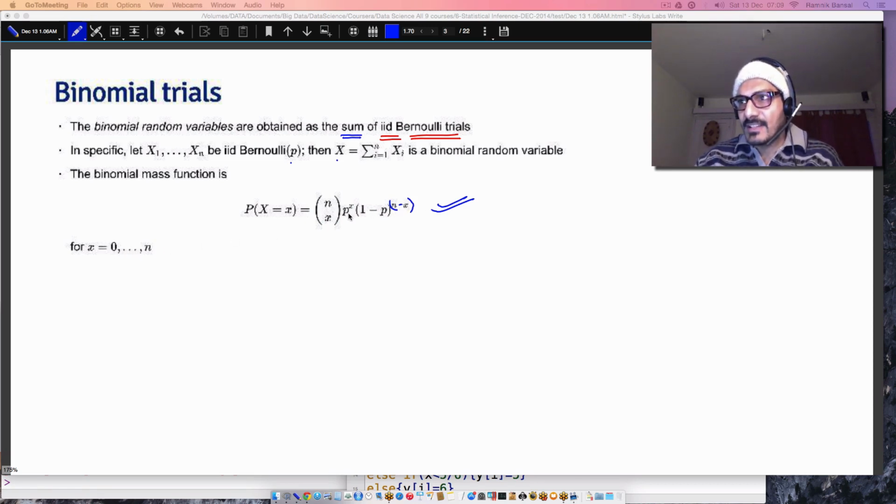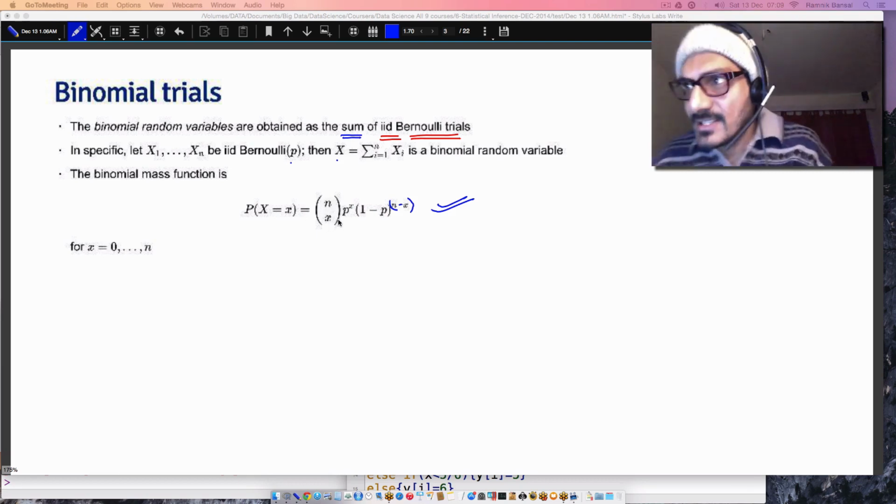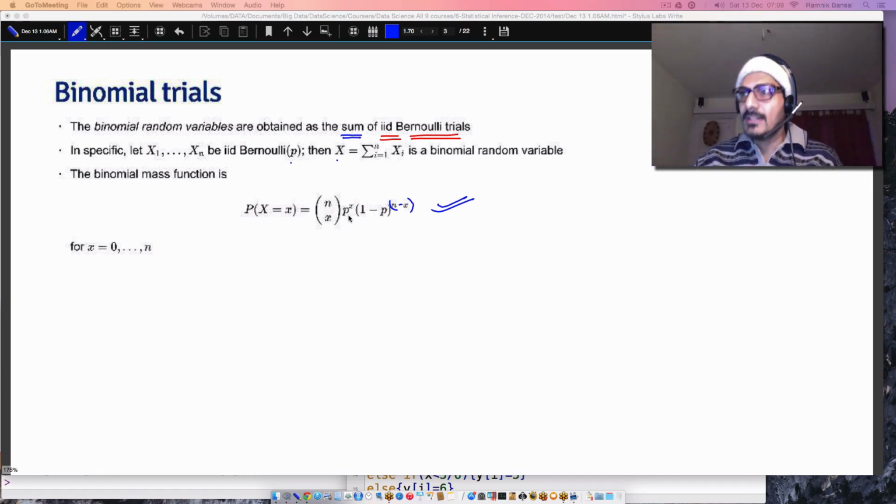Let's say I take n as 1. Then any choice between 1C0 or 1C1 is equal to 1. So I get probability as p into 1 minus p, raised to the power x and 1 minus x. So this is my binomial mass function. Is this clear?